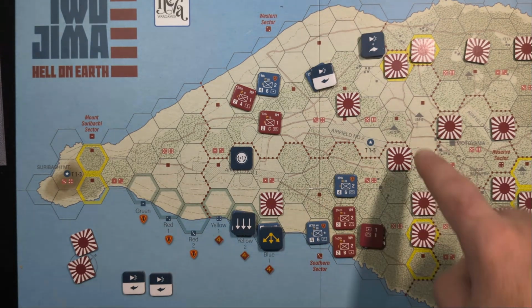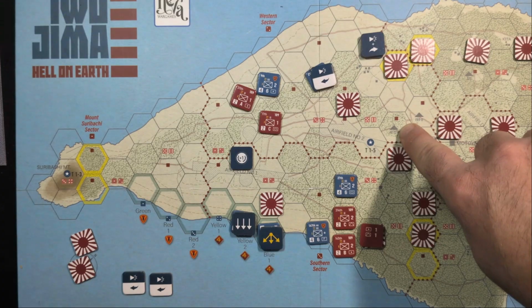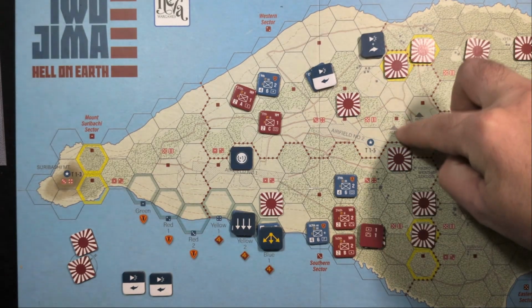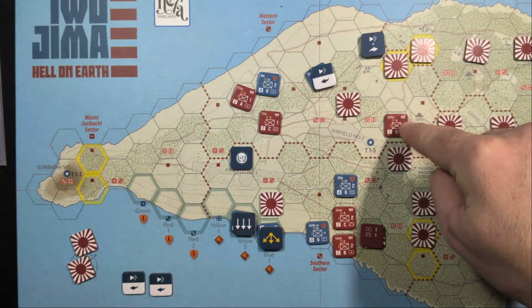And it's very important, the modifier for the terrain. If the Japanese target is on a hill, or if it's in Monsuribashi, you will have a -1 die roll modifier. If you are attacking a unit on a hill, you will have a -1.